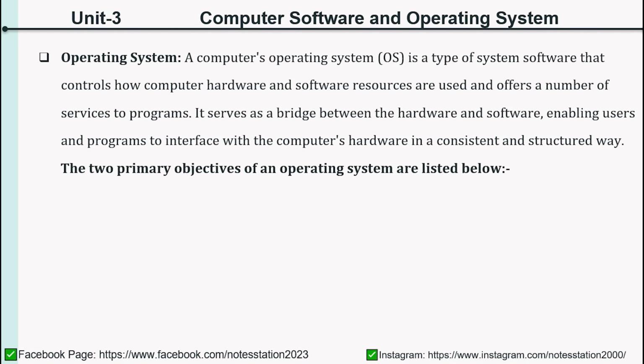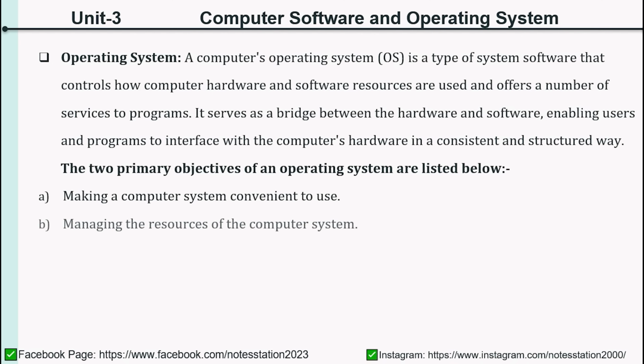The two primary objectives of an operating system are listed below. Making a computer system convenient to use. Managing the resources of the computer system.